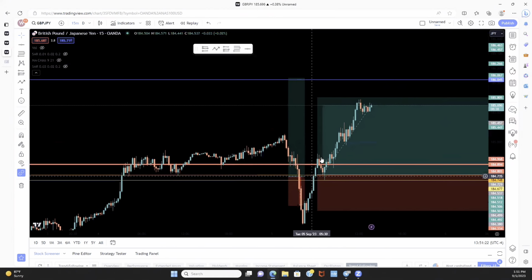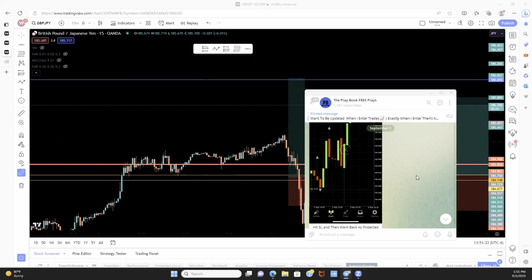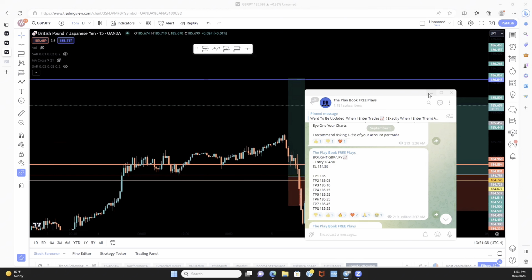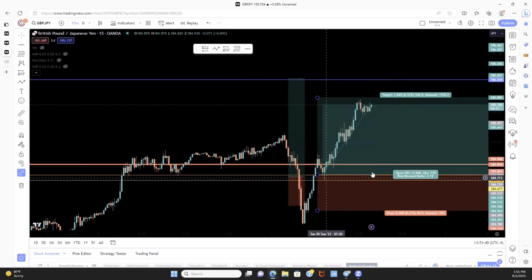Now, funny enough, this play just happened earlier today. I called this in the free Telegram, free signal room. I'm about to show you that signal right now. So you see we're in the free signal room, free Telegram. First link in the description. This was the trade called today, September 5th. We go on GJ, you see this is the same date, September 5th.